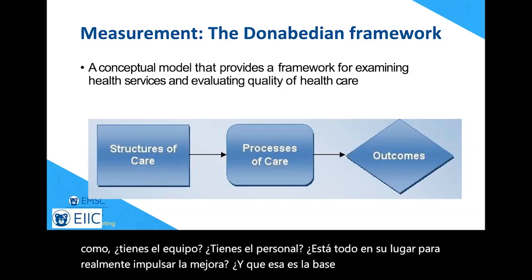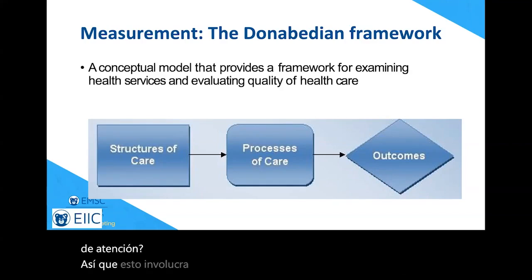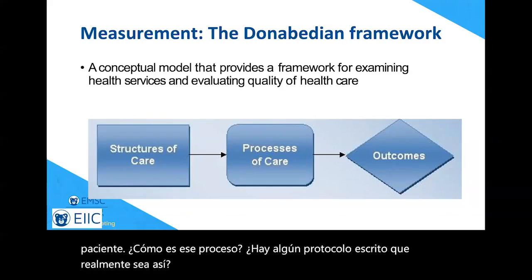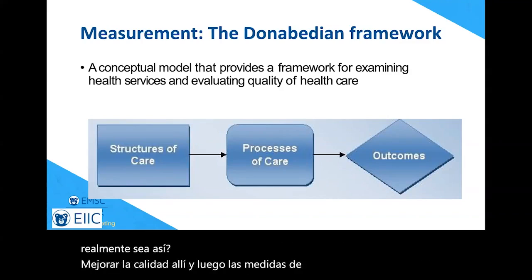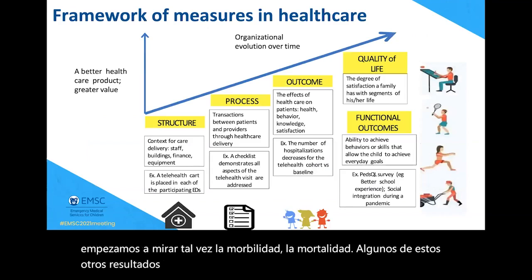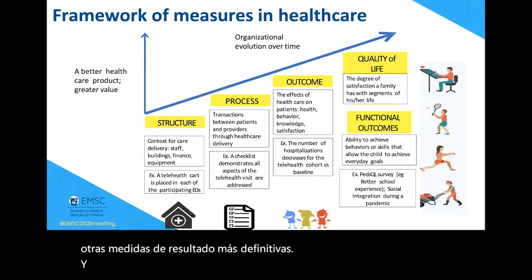And then processes of care. This involves every aspect of the interaction with the patient. What does that process look like? Are there protocols written that really improve the quality there? And then outcome measures. That's when we start to look at maybe morbidity, mortality, some of these other more definitive outcome measures.